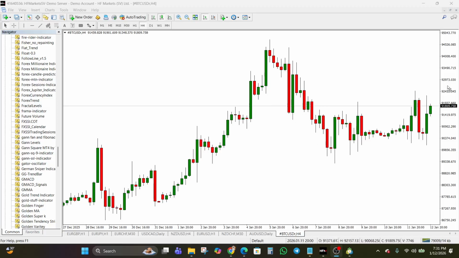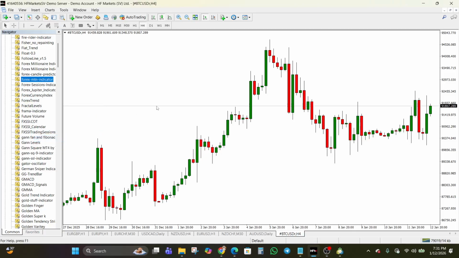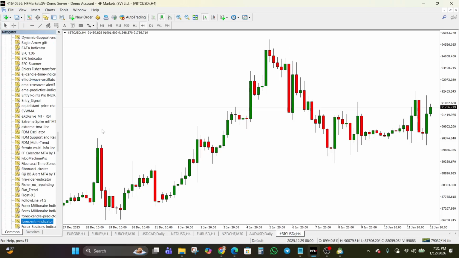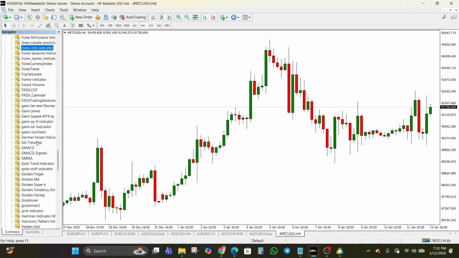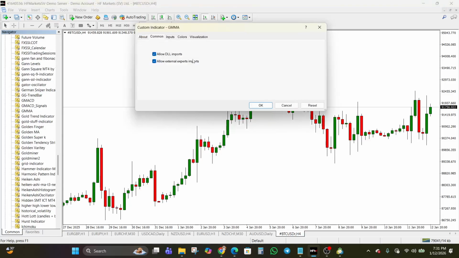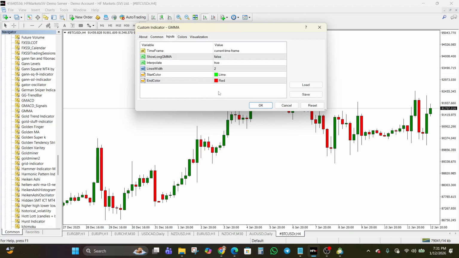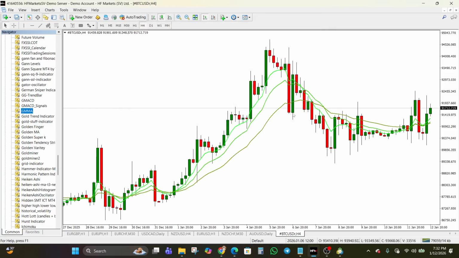After downloading it, you head over to your indicators folder for your platform and you paste the indicator file in there and head back to your navigator, right click and refresh. After doing that, you should find the Guppy multi-moving averages indicator. Just check for GMMA, drag and drop, ensure that the allow DLL import box is checked, and then the input settings are just a few. You can modify them according to your taste if you wish.